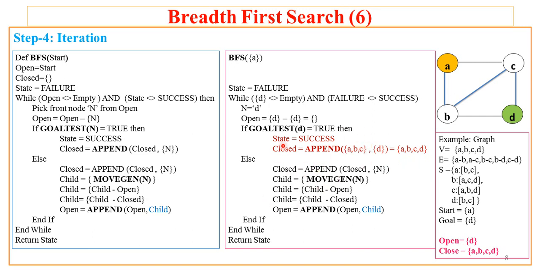Once this is done, what is the next step to be followed? It will iterate again, and at this point of time there is nothing in open. So the list is empty, so "open is not empty" is false, and also state is success, so "state is not success" is also false. So false and false is false. This way the while loop terminates and the algorithm is also terminated, and it returns the status, that is success, to the calling algorithm or calling function.